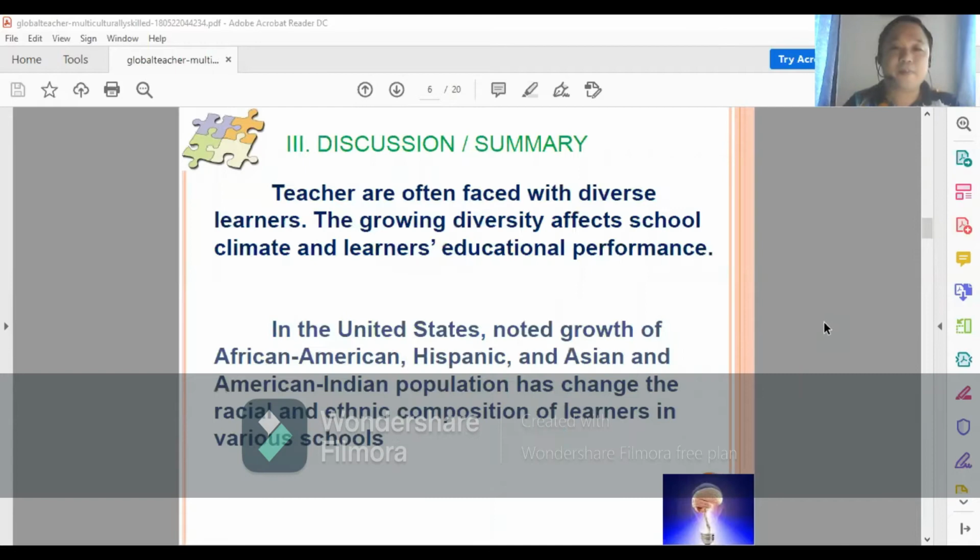Now, teachers are often faced with diverse learners. The growing diversity affects the school's climate and learners' educational performance. In the US, they noted that the growth of African American, Hispanic, Asian, and American Indian populations has changed the racial and ethnic composition of learners in the various schools. While here in the Philippines, we also have diverse learners, not only in race but also in culture, and what else? Gender.